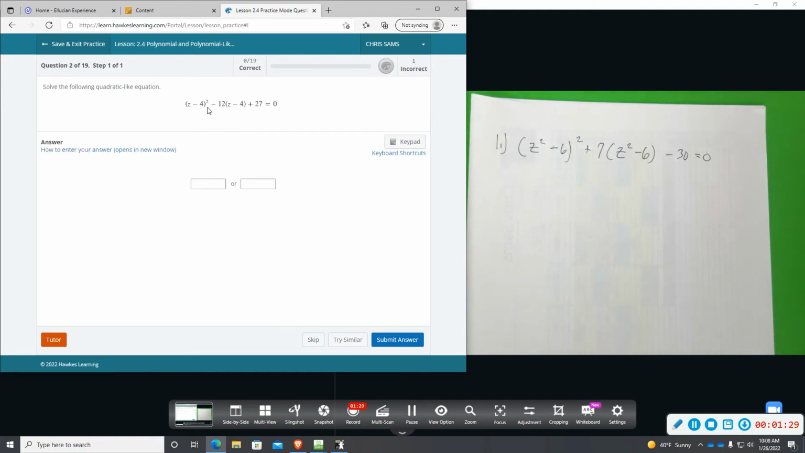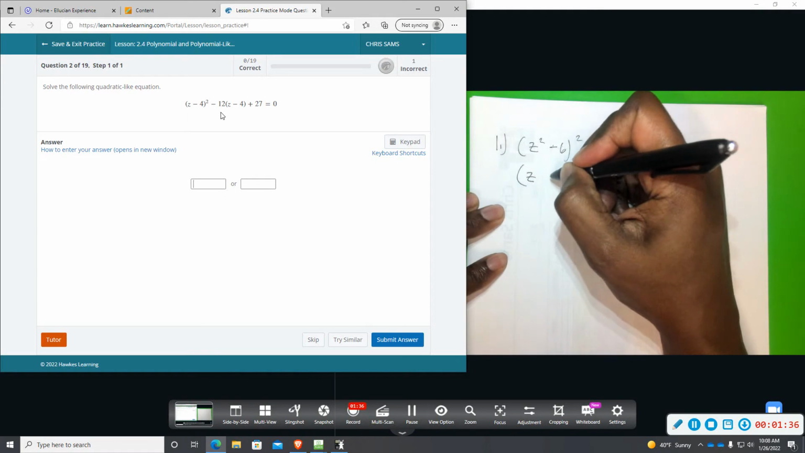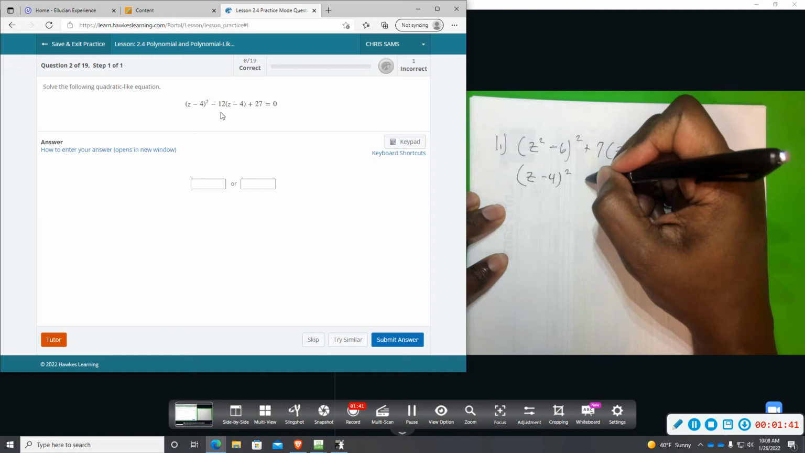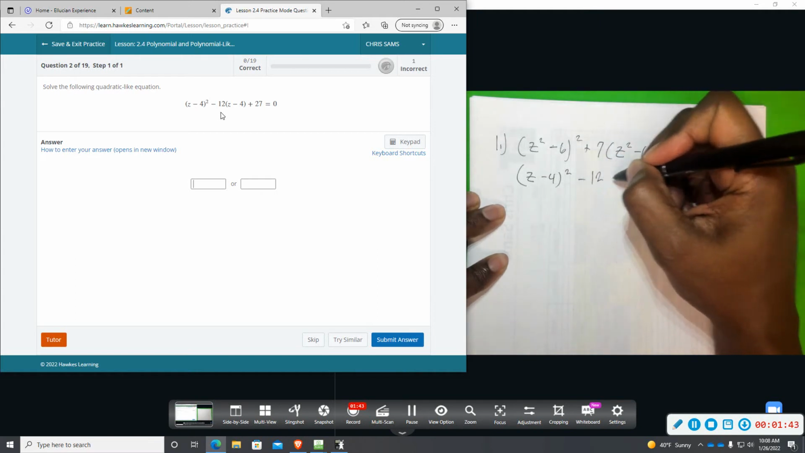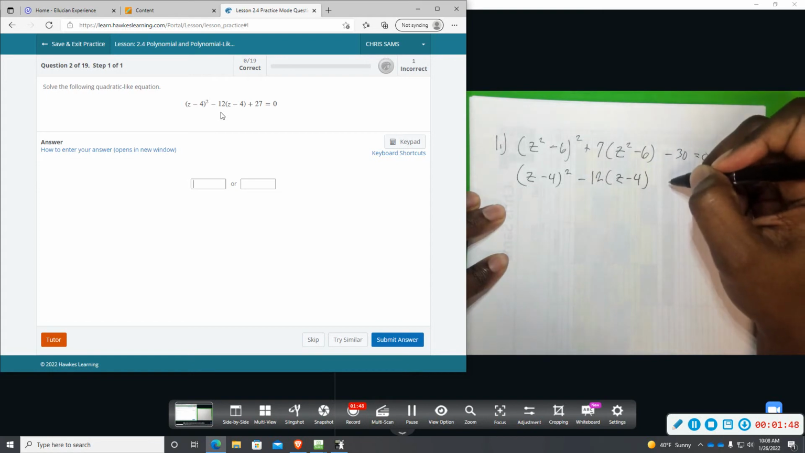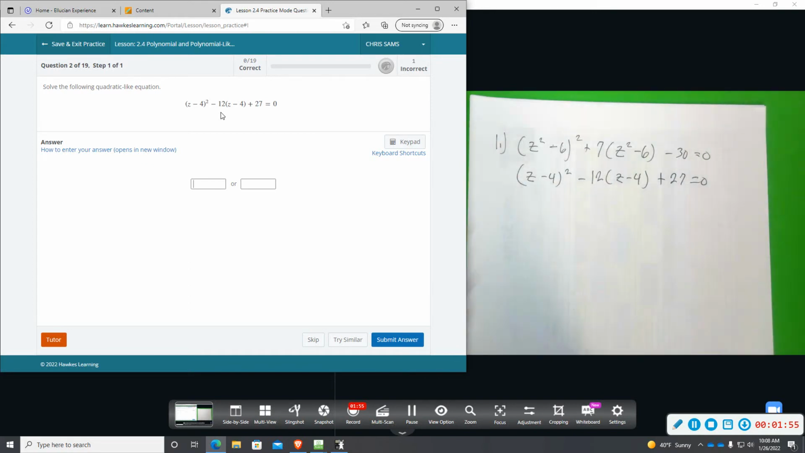And just show you another one. So this one, again, similar setup, a little bit different. z minus 4 squared, and then minus 12, z minus 4, and then plus 27 equals 0. Okay, and then I'm going to get a couple more, so that one is fine. This one I'm going to skip. You can kind of see.